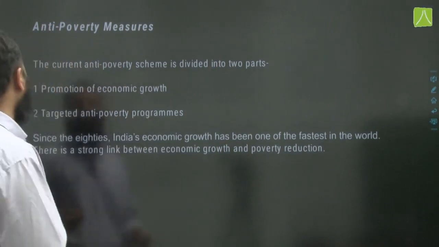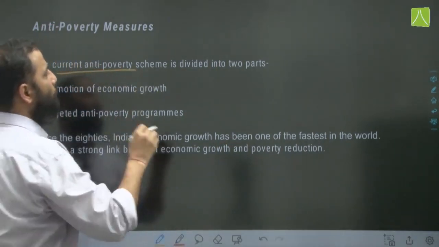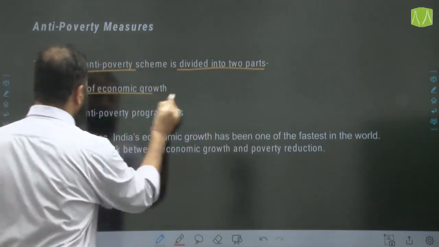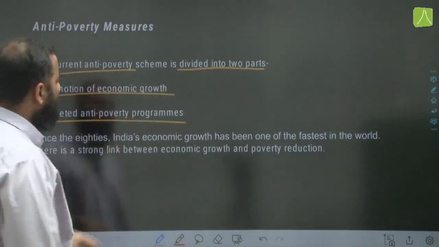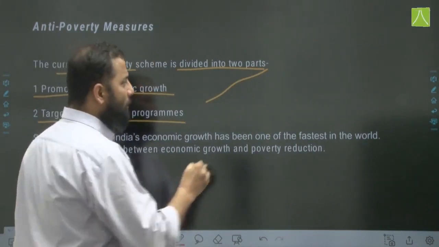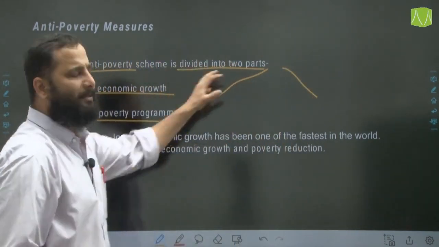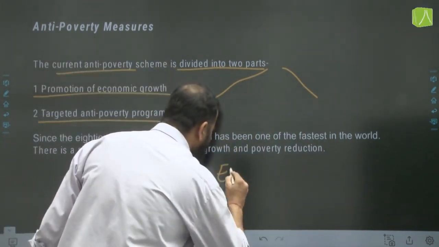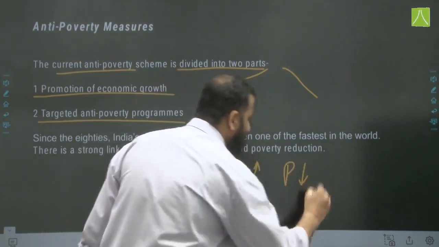Now, anti-poverty measures, that is, how to tackle these things. The government identified that the current anti-poverty strategy works on two planks: first, promotion of economic growth, and second, targeted anti-poverty programs. The government saw that as India's economic growth was on the rise, poverty declined. So this is interlinked. As economic growth happens, poverty levels show a decline.